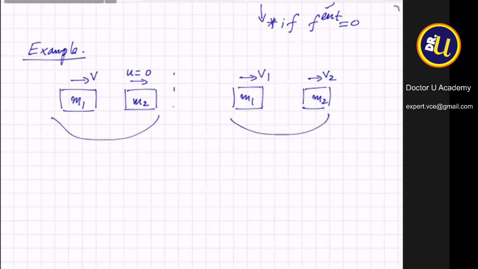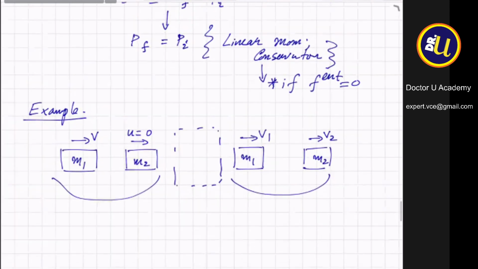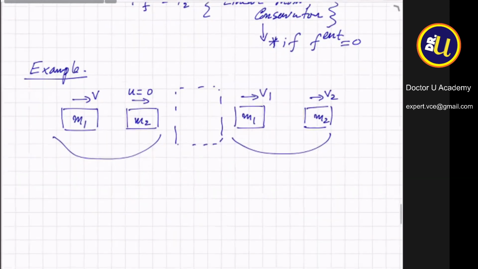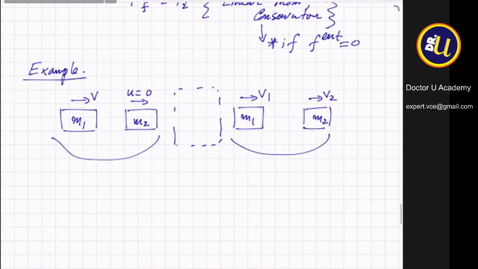So there is a situation in between. We don't need that, because if you want to use linear momentum conservation, you need to have the initial and the final situations. You don't have to know about what is happening in between. So this is initial, this is final.